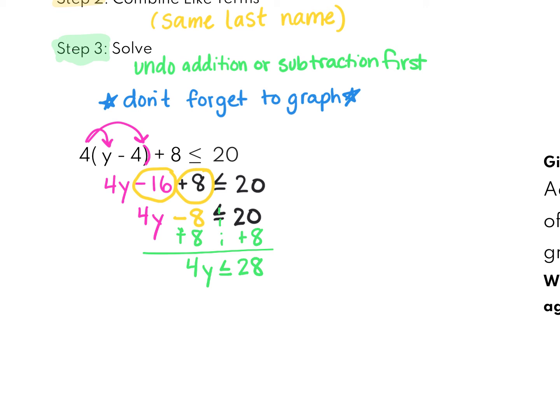From here, I am going to divide both sides by 4. Since it's a positive 4, we do not need to reverse the inequality sign. That's only when we're multiplying and dividing by negatives. This simplifies to 1y less than or equal to 28 divided by 4, which is 7.